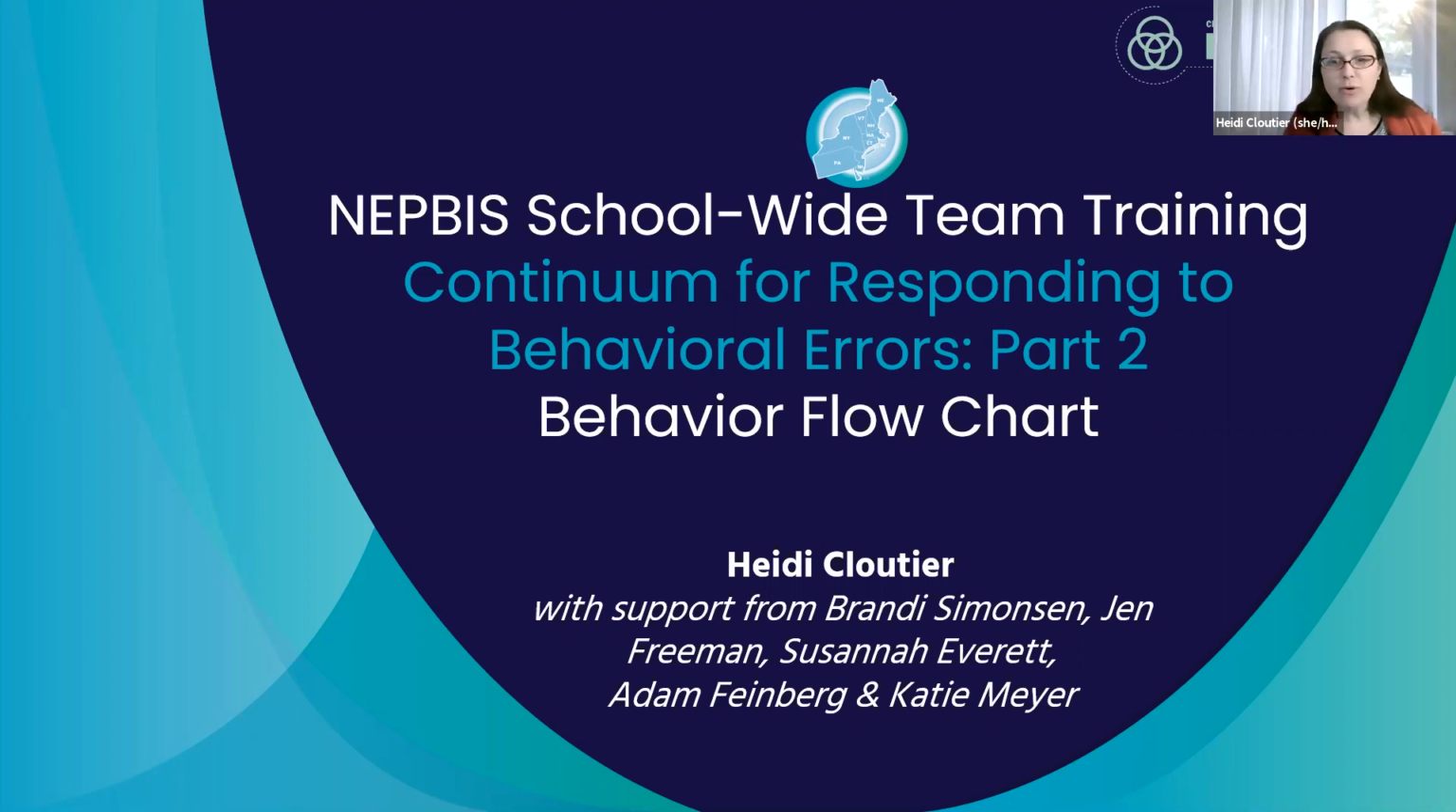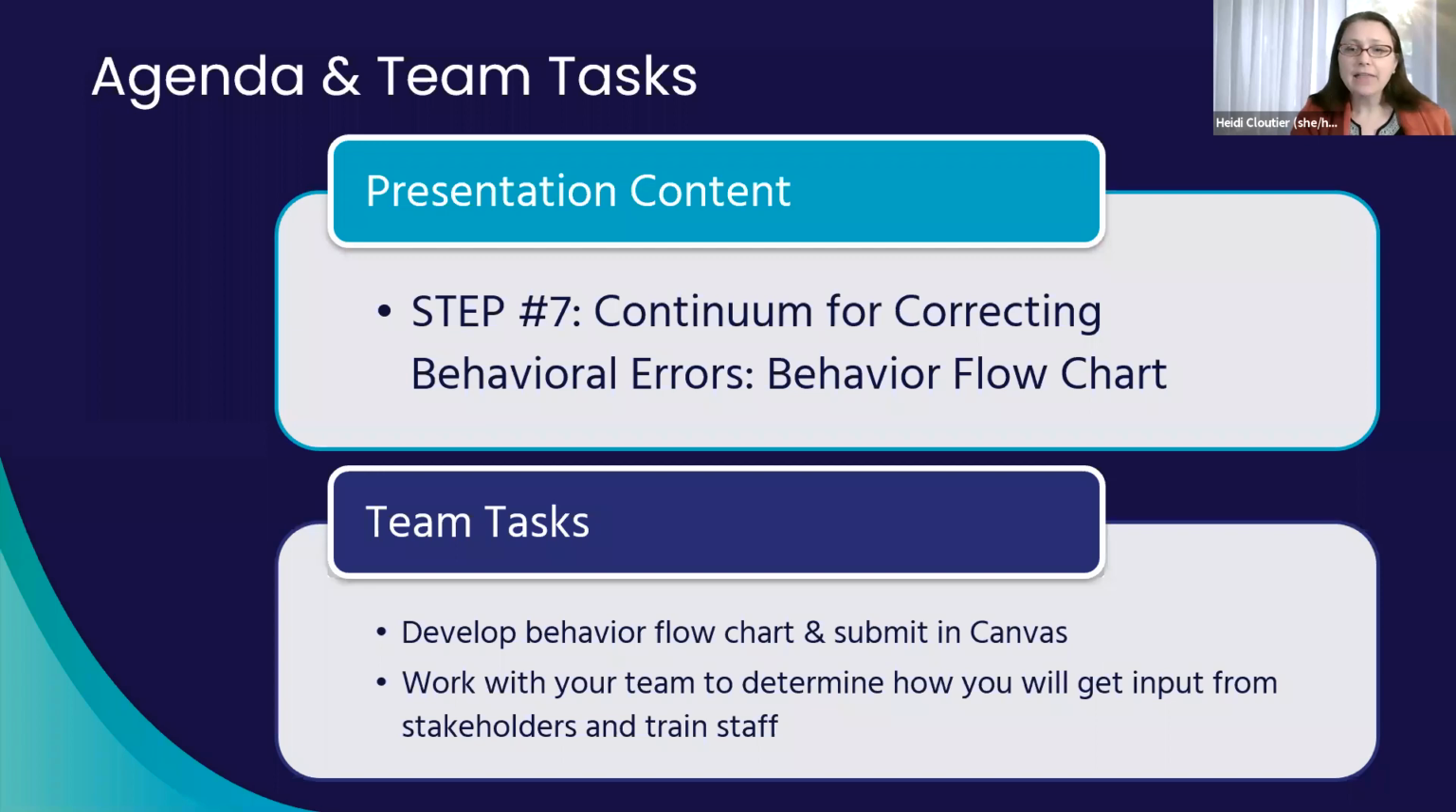This is part 2 of a 3-part virtual asynchronous training on developing a continuum of responses to behavior errors. In part 1, we explored the importance of clearly defining behaviors in order to identify consistent responses. Look for part 3 on developing referral forms to ensure consistent management and tracking of behaviors. This content will walk your team through the importance of having a behavior flowchart and how to set this up.